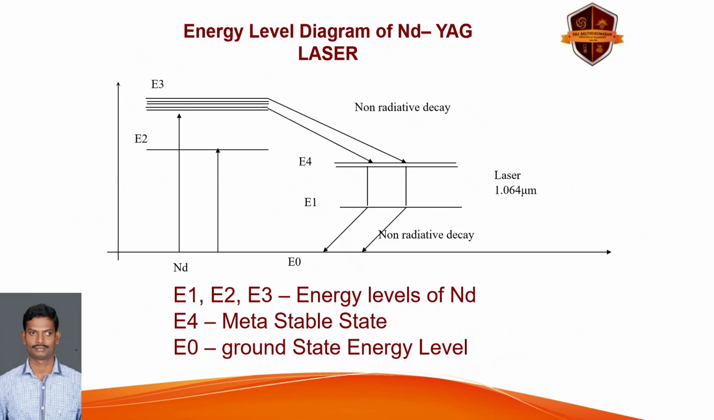Energy level diagram of the Nd:YAG laser. This laser has more energy levels: E1, E2, E3. E4 is a metastable state, and E0 is the ground state energy level. The E3 to E4 transition is a non-radiative decay. E4 to E1 is the Nd:YAG output of 1.064 micrometer. Then E1 to E0 is a non-radiative decay.